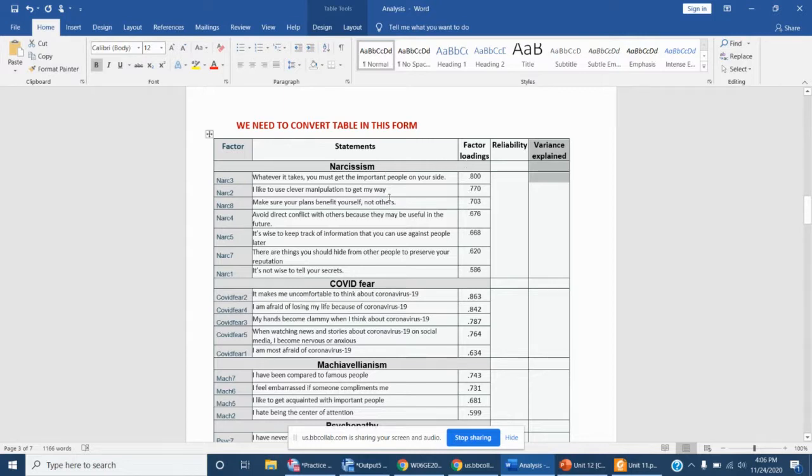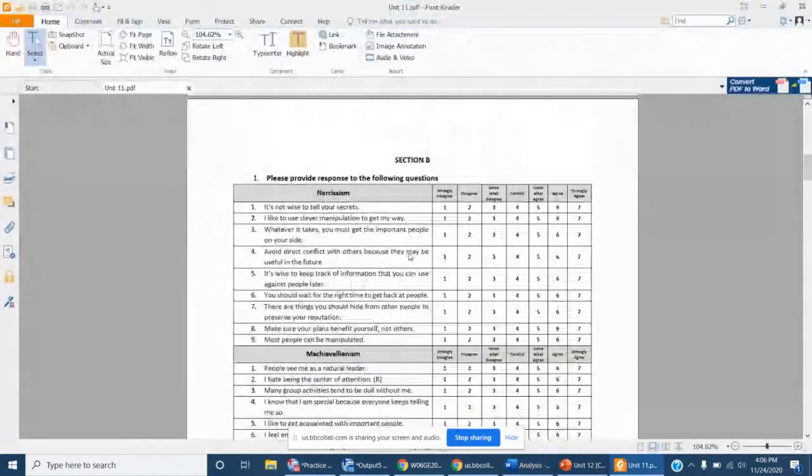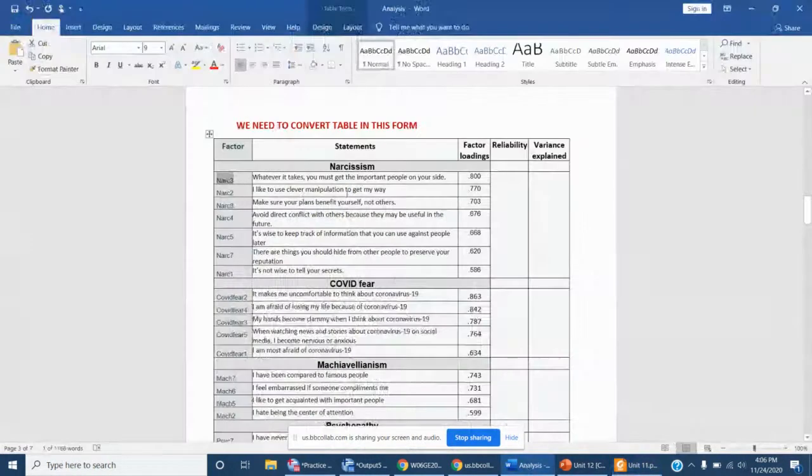But we need more information in this table as well. For instance, what is the statement? What is the question that is denoted by this particular code? We need to open our questionnaire. We need to see what the narcissism 3 question was. We will copy that question and then we will paste it in our table. So this particular statements column basically depicts the questions which were denoted by these particular codes in our software. So the narcissism 5 question is basically this particular question.